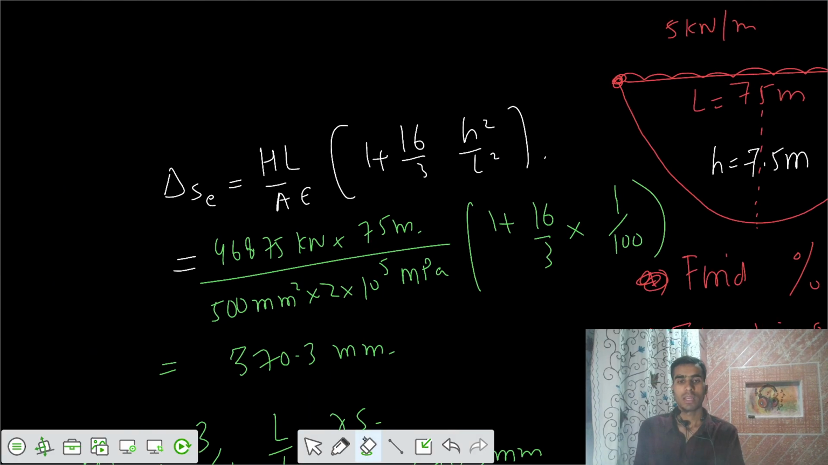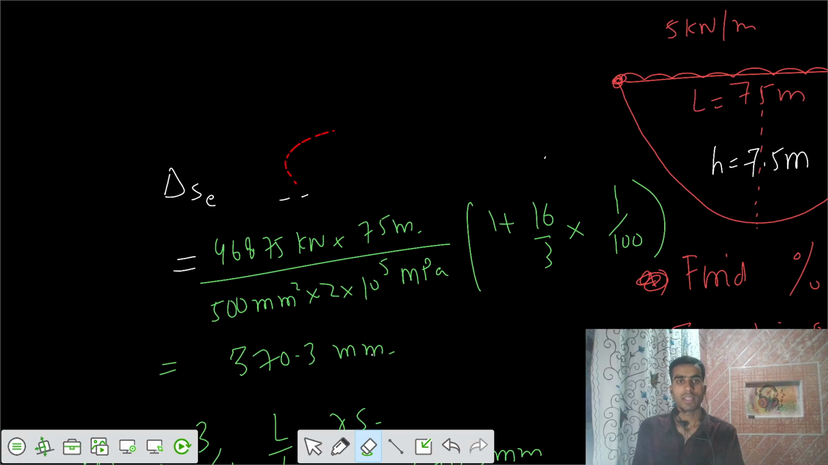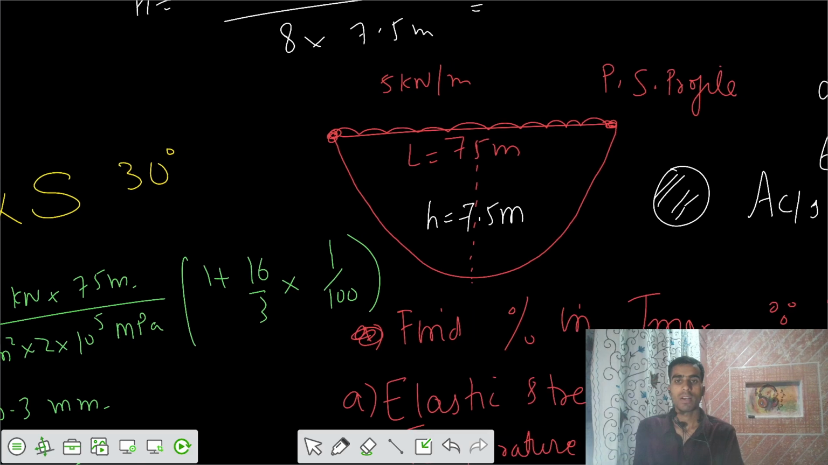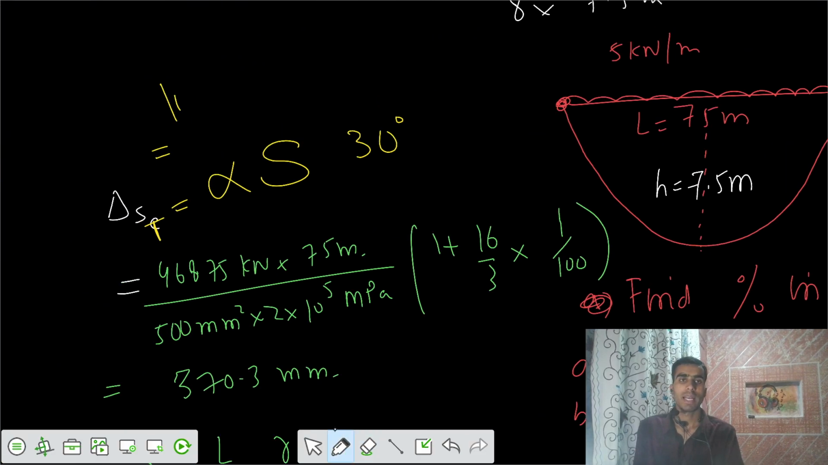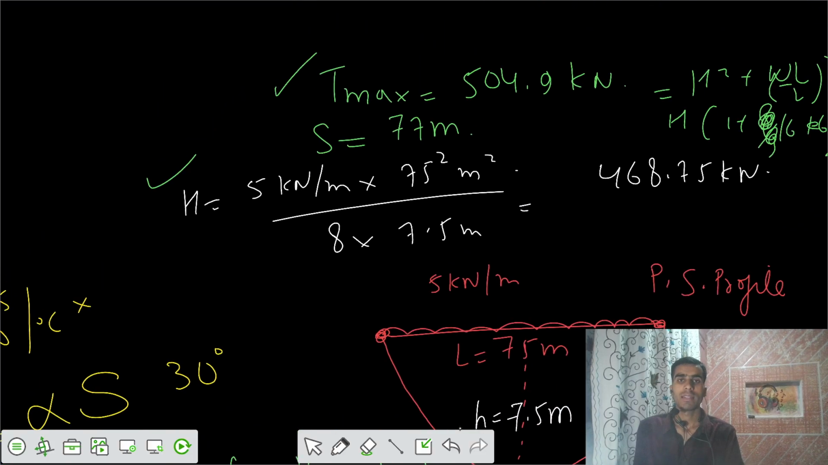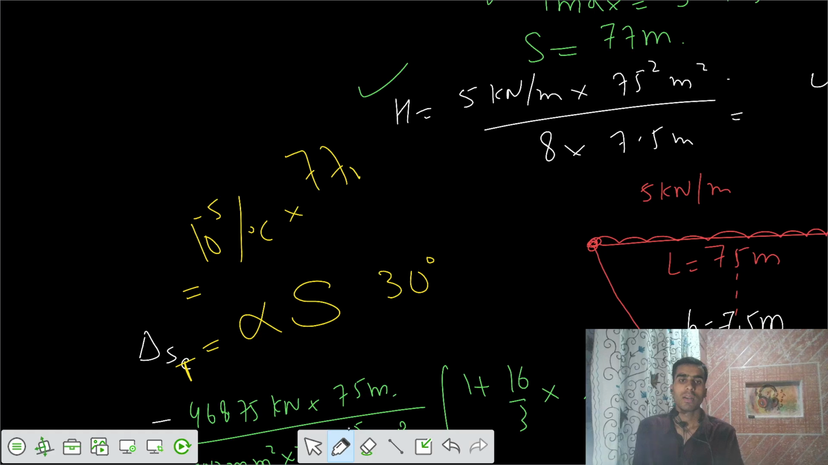So I can solve that. I would say delta S because of temperature change equals alpha times initial cable length times temperature change of 30 degrees. So I have to use those values: alpha is 10 to the power minus 5 per degree Celsius, cable length was calculated as 77 meter, into 30 degrees Celsius. You get delta ST equals 23.1 millimeter.